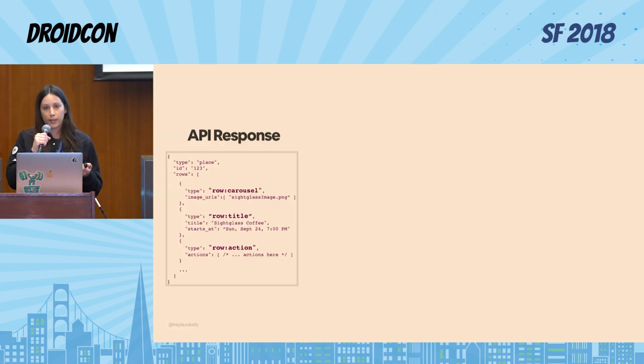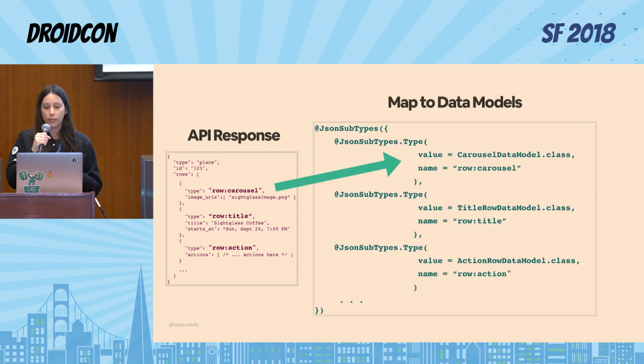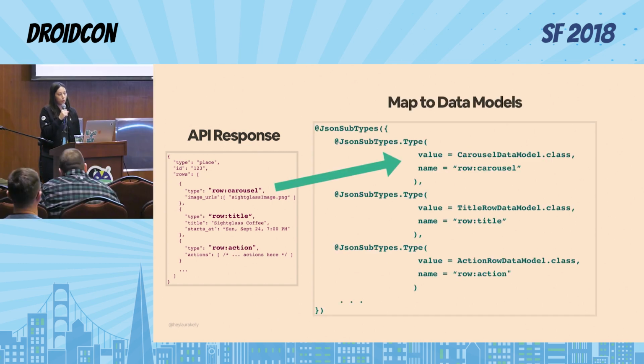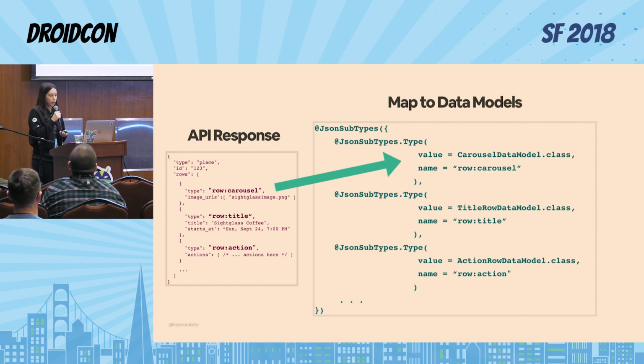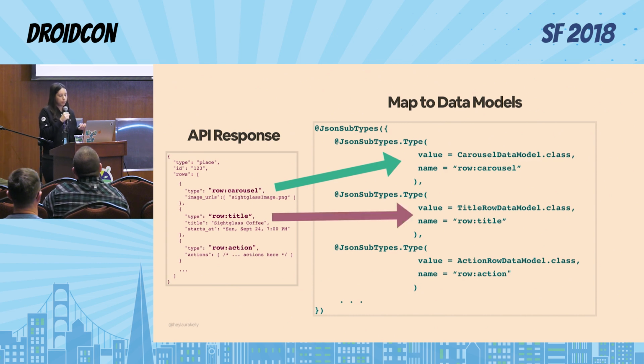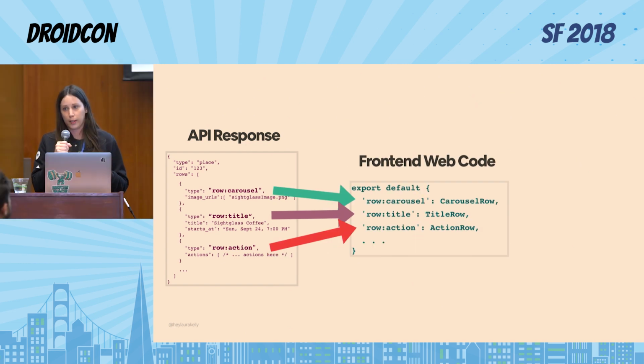So this API response has a polymorphic set of rows that are passed in. They then get sent to the client, where the client will map those rows into a corresponding data model. So in this case, we've got a carousel row that's being mapped into a carousel data model, and so on. Very similarly, this works pretty much the same on our front-end web code. It has a similar mapping.